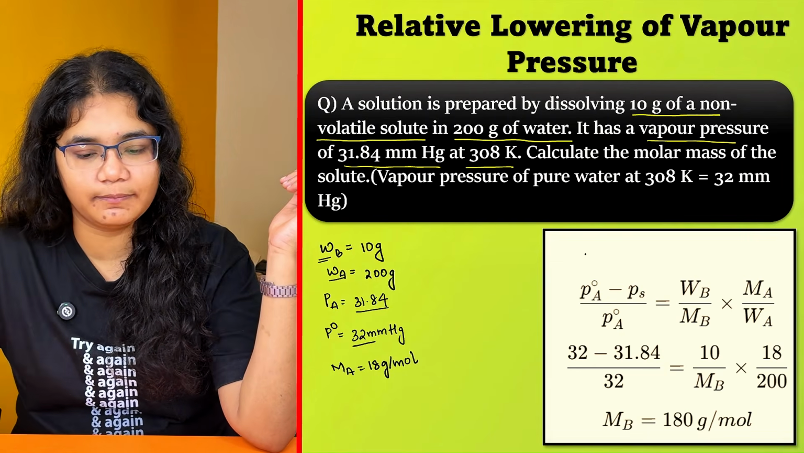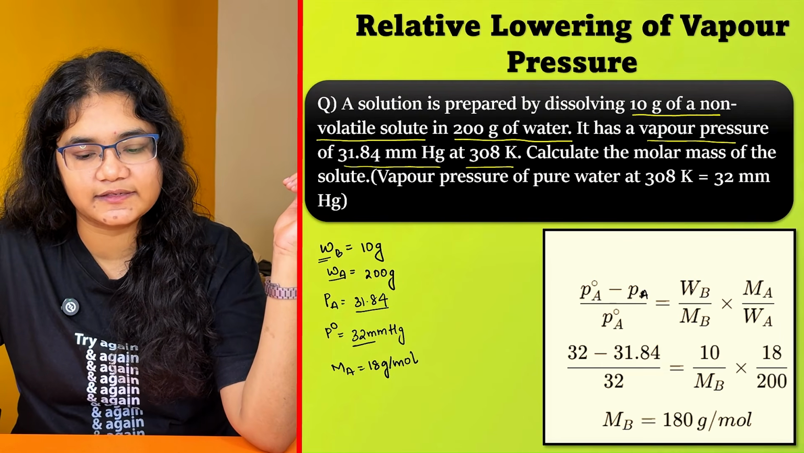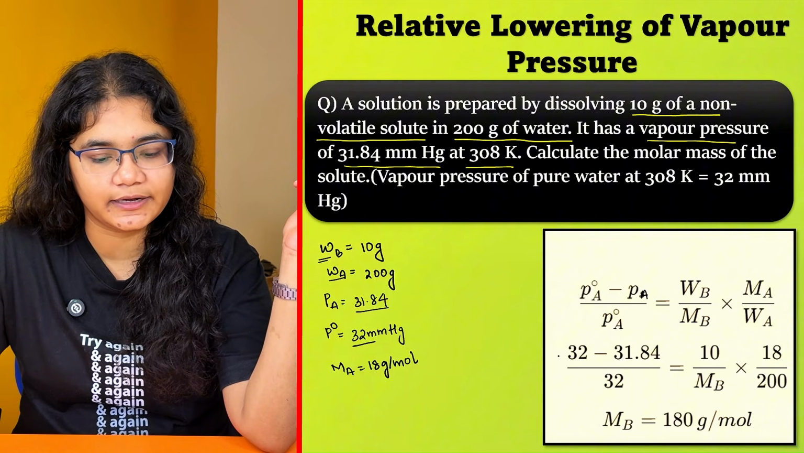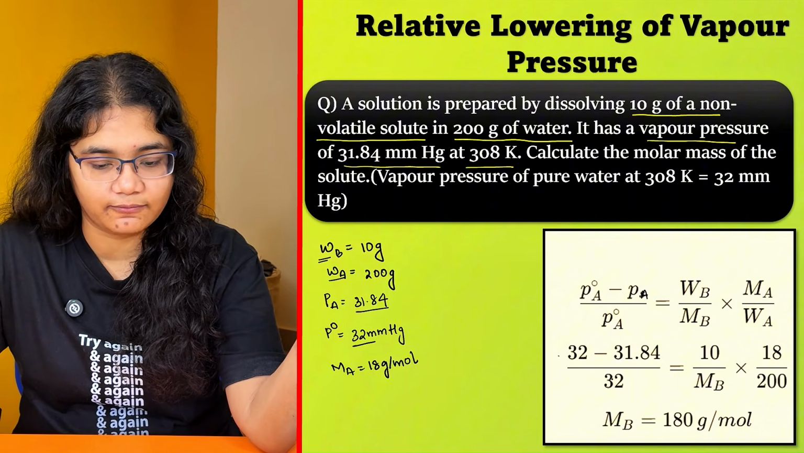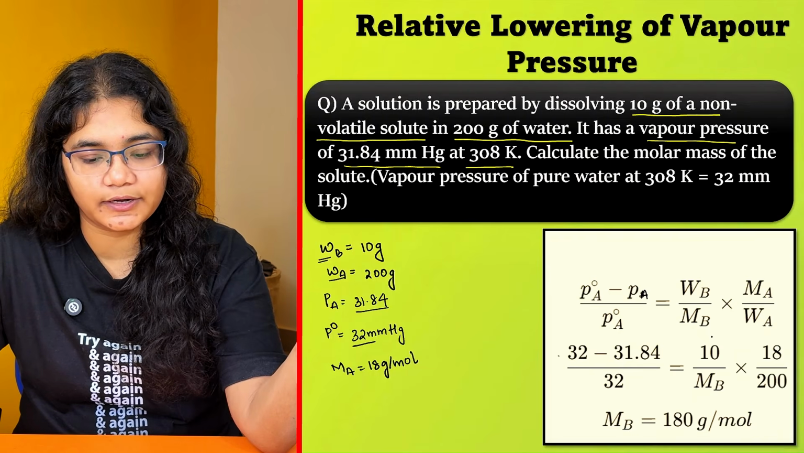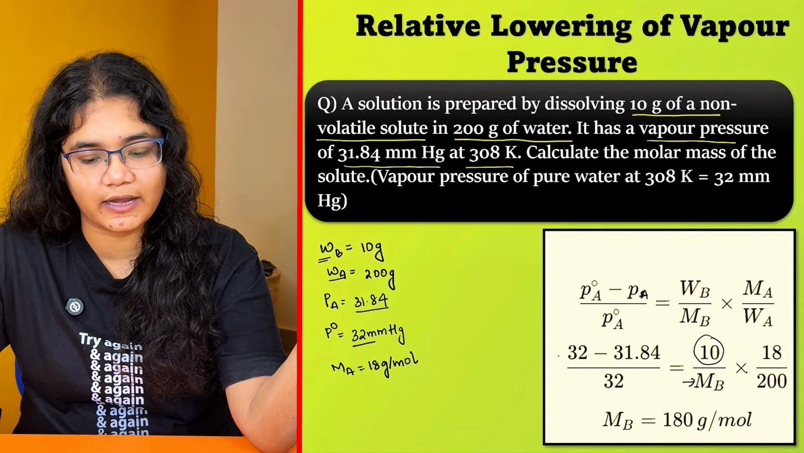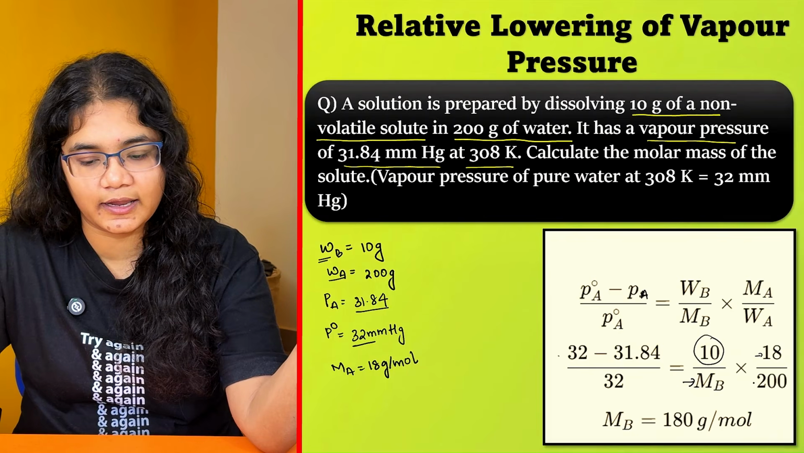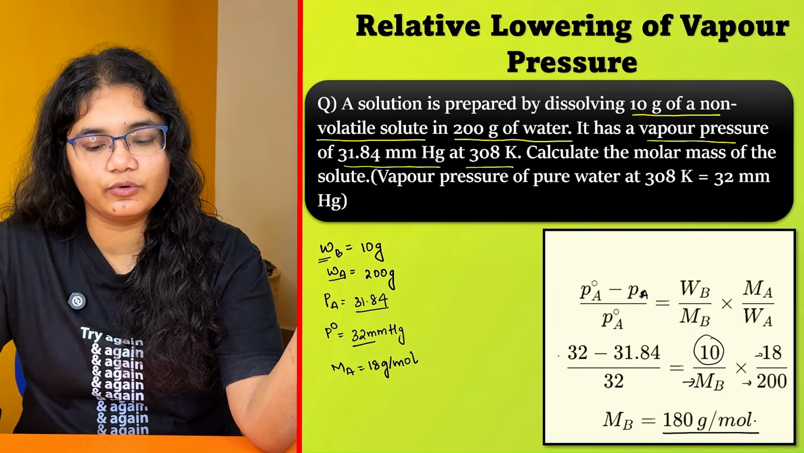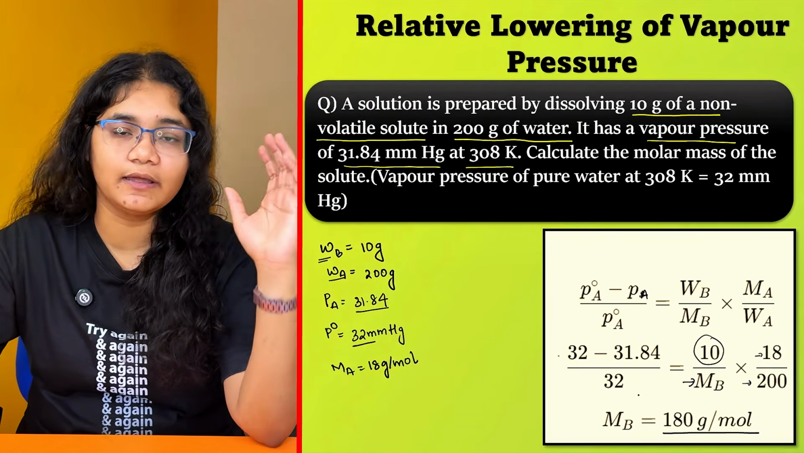We have this formula: P0A minus PA is equal to WB by MB into MA by WA. So P0A is 32 and PA is 31.84. P0A is again 32. Here WB is 10 gram. MB I have to calculate. MA is 18 gram per mole and WA is 200 gram. Now when you calculate this, the molar mass MB you will get is 180 gram per mole.